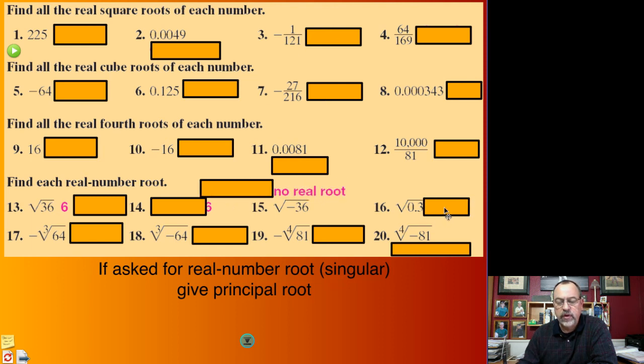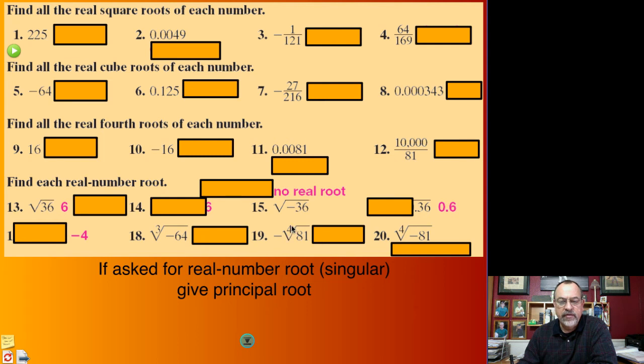This one would give us 1 root, 0.6. This is a cube root of a number, so you will have 1 answer there. Here's a 4th root, so you'll get 2 answers because it's an even index, but they only want 1, so we'll give the principal root here. This one has no real roots because this is a negative radicand.